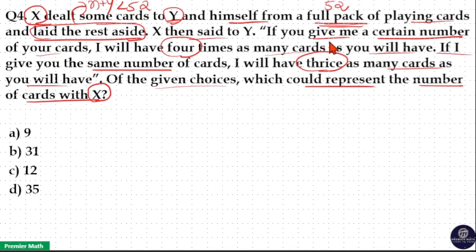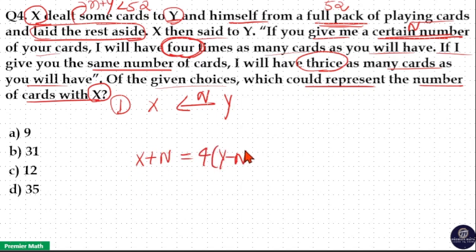Now, X says to Y, if Y gives him a certain number of cards, take it as n cards. If Y gives X n cards, then the number of cards left with Y will be y minus n, and X will have x plus n cards. Now X says if this process happens, he will have 4 times the cards left with Y. That is, the number of cards with X will be 4 times the number of cards left with Y.